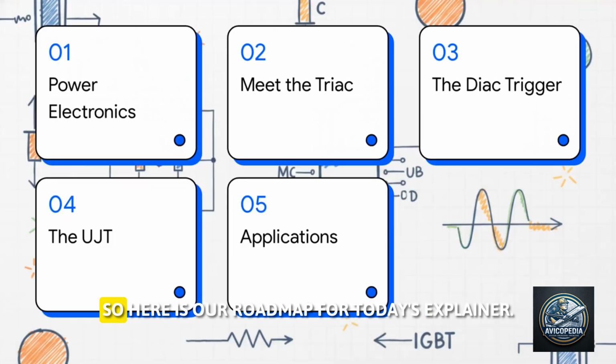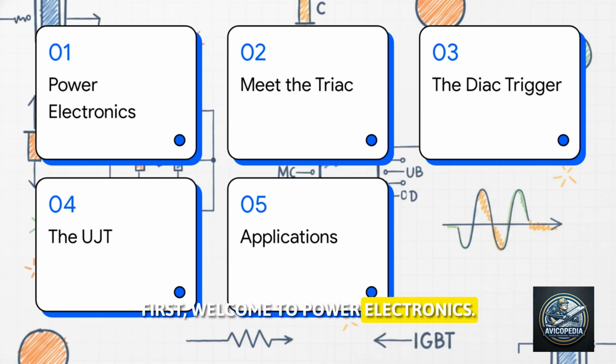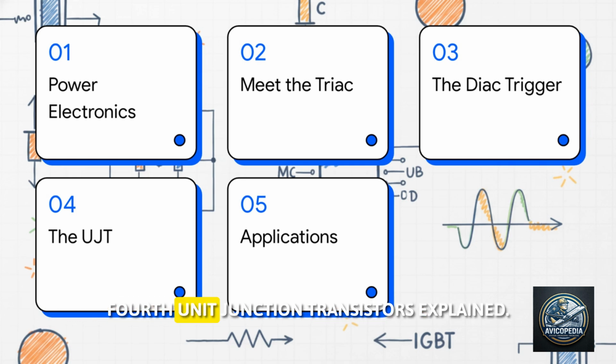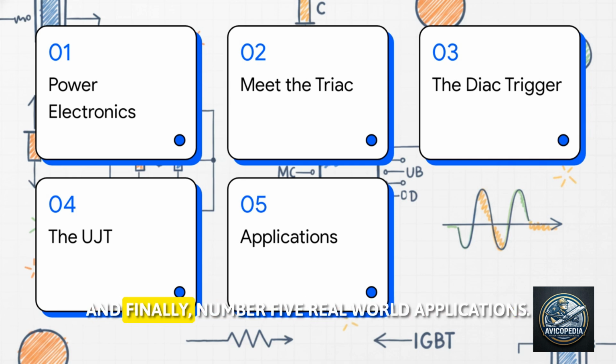So, here is our roadmap for today's explainer. First, welcome to power electronics. Second, meet the TRIAC. Third, the DIAC trigger. Fourth, unijunction transistors explained. And finally, number 5, real-world applications.